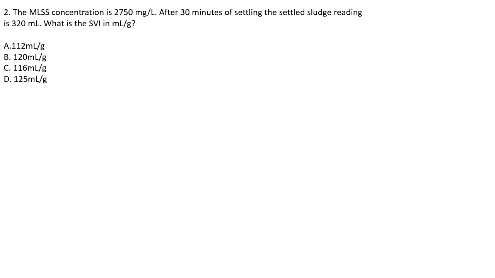Question number 2. The MLSS concentration is 2,750 milligrams per liter. After 30 minutes of settling, the settled sludge reading is 320 milliliters. What is the SVI in milliliters per gram? A. 112 milliliters per gram. B. 120 milliliters per gram. C. 116 milliliters per gram. Or D. 125 milliliters per gram.